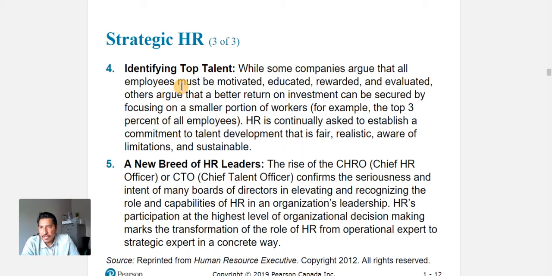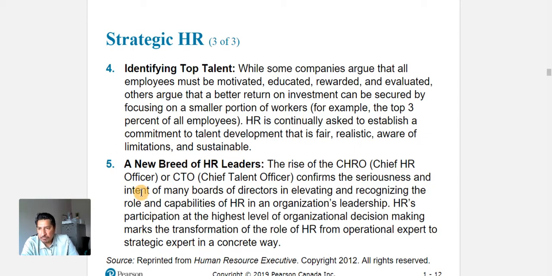Identifying top talent is another part of human resource's strategic job. Some companies argue that all employees must be motivated, educated, rewarded, and evaluated. Others argue that a better return on investment can be secured by focusing on a smaller portion of workers, for example, the top 3% of all employees. HR is continually asked to establish a commitment to talent development that is fair, realistic, aware of limitations, and sustainable.